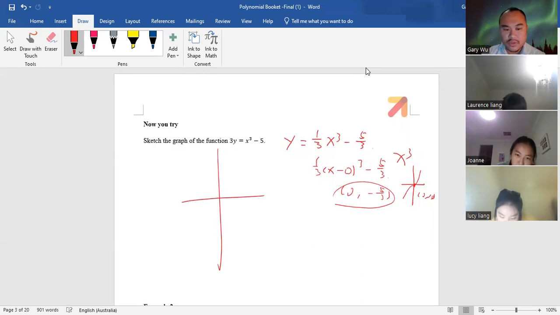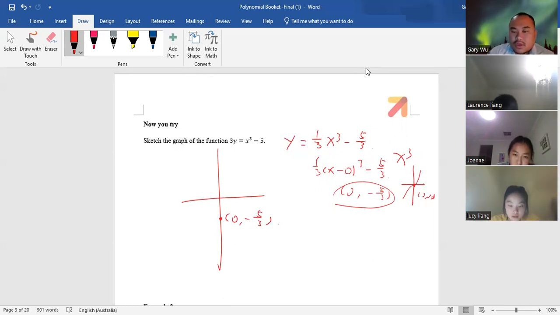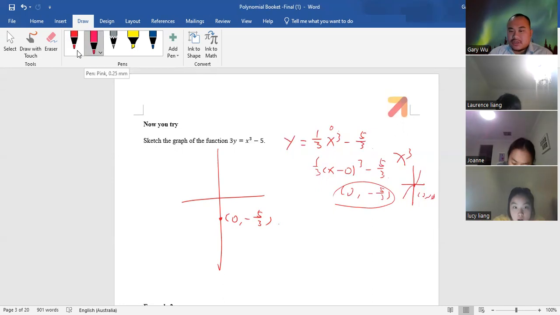All right, so it would be something here. So that would be (0, -5/3), right? Okay, and then we still need to find the x-intercept and y-intercept. So we make x equal to 0. Therefore, the y-intercept would be, Joanne, let's do it together. What is the y-intercept? (0, -5/3). It would still be at this point, right?